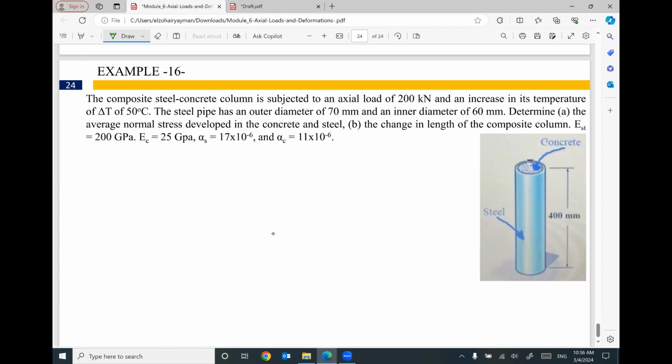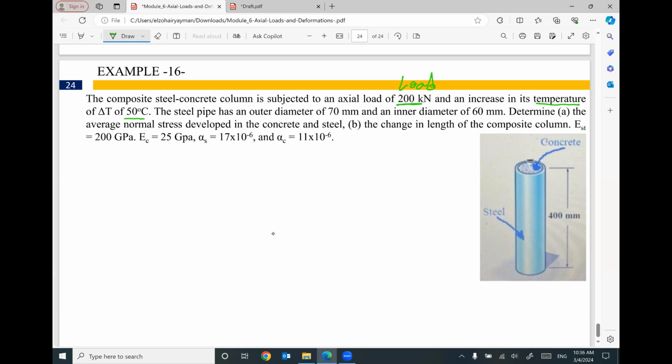We have a composite column. This composite column is subjected to an axial compressive force 200 kilonewton and the increase in temperature equal 50 degrees Celsius. We need to figure out what are the stresses developed in steel and the concrete and what is the final change in the length. So looks like we have two effects, load 200 kilonewton and the temperature change.